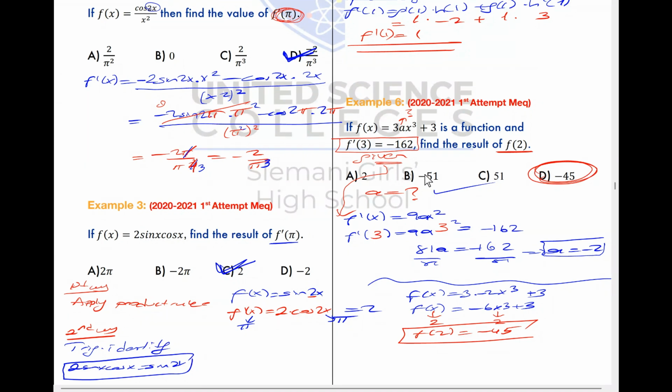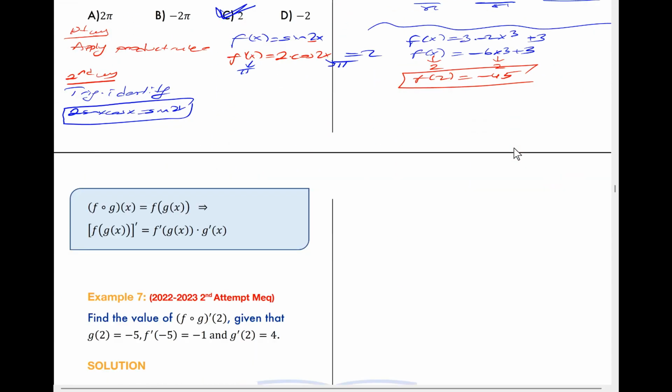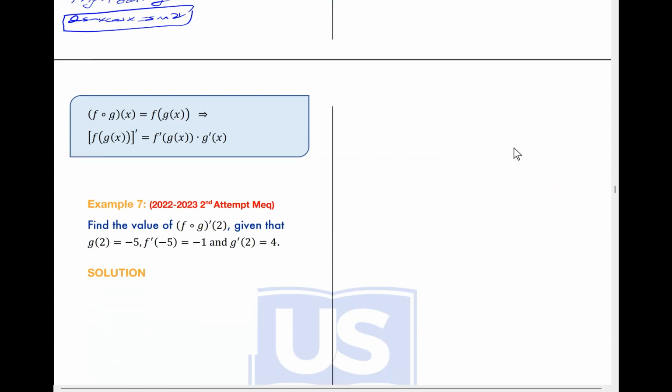Alright, so what did I do? I used the given first to find the unknown in the function. I took the derivative of the function. In the derivative, I use 3 for x, equalize the result to negative 162. I got the value of the unknown. I put the unknown back in the function, and then I evaluated the function at the given value. Alright? Okay, one last thing.